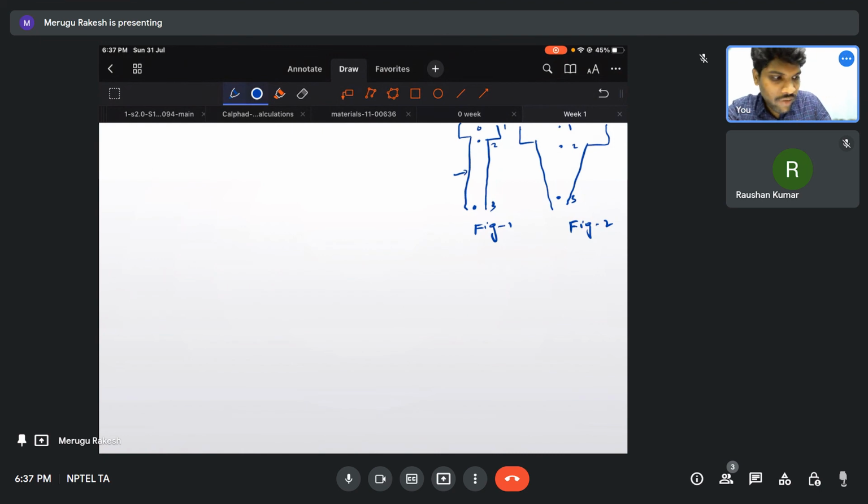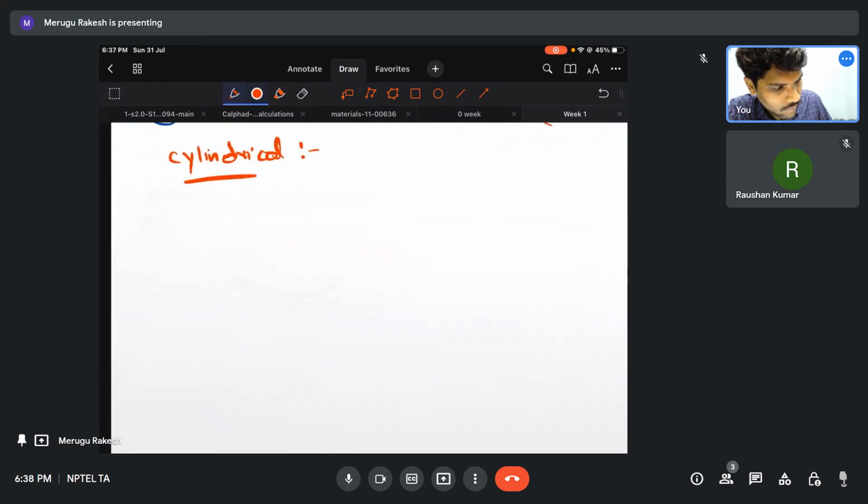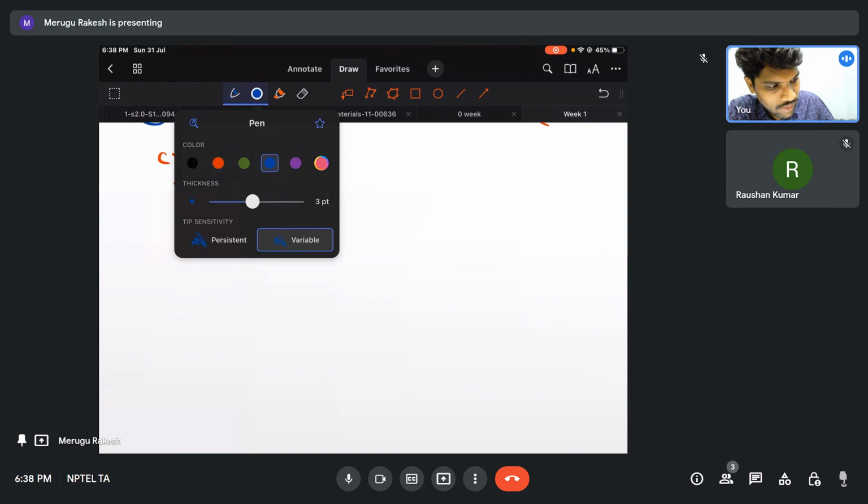The main goal of ours is no aspiration effect, that is, pressure should not be less than atmospheric. Pressure should not be a vacuum, there should not be any vacuum, because if there is vacuum, it may entrap gases inside, it may trap the gases inside. So now initially I will take the cylindrical one and see.